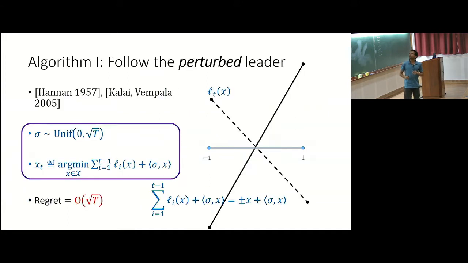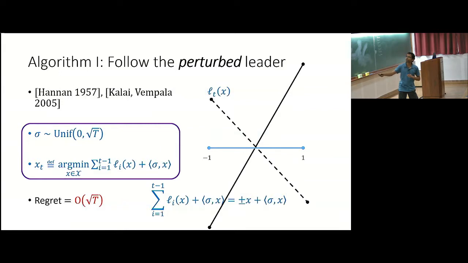However, a simple modification, which is perturbation, the algorithm is called follow the perturbed leader. It turns out it does much better and has a regret of O of square root t. The idea behind this is very simple. You pick a random vector each of whose coordinate is uniformly distributed between 0 and square root t. Instead of minimizing just the empirical loss so far, the cumulative loss so far, you also add this random term.